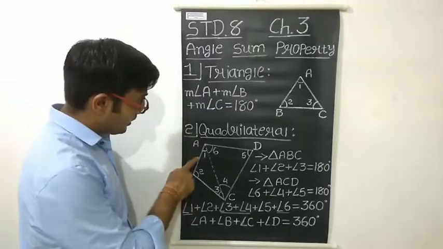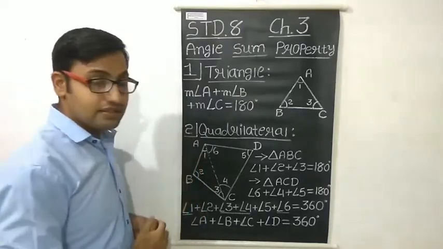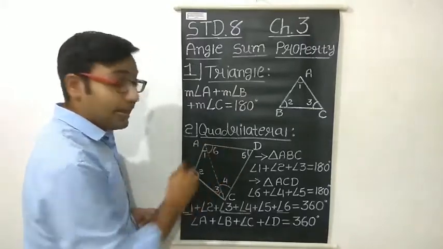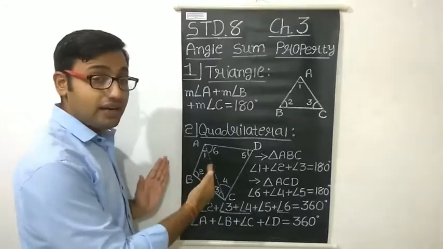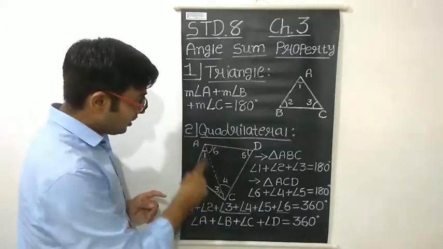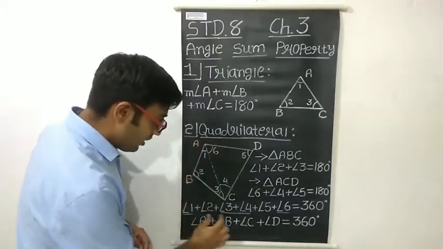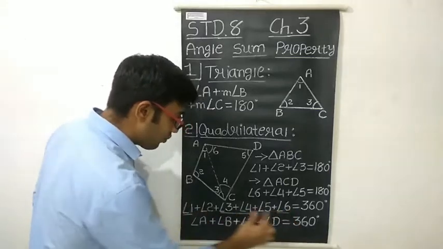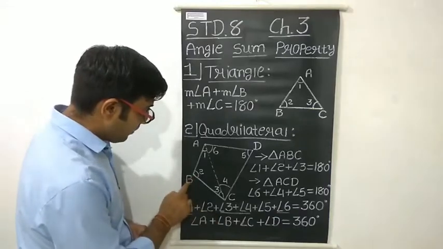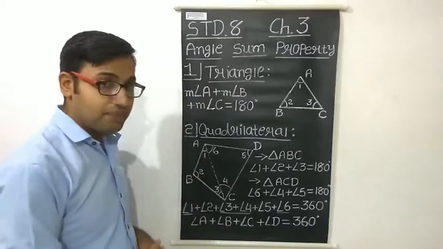see, angle A is divided into two angles, angle 1 and angle 6. When we add both the angles, we again get the whole angle A. Currently it is divided into two portions, angle 1 and angle 6, and by adding both we get angle A. Angle 2 is the whole angle B, so instead of angle 2, we can write angle B.